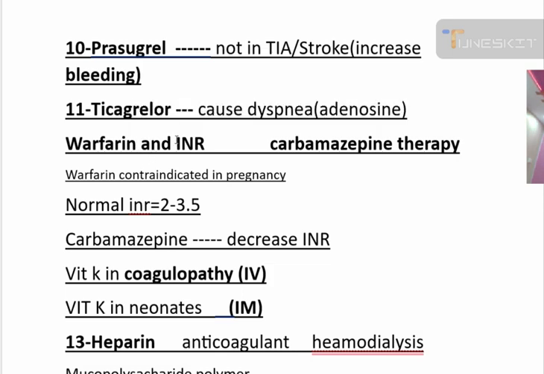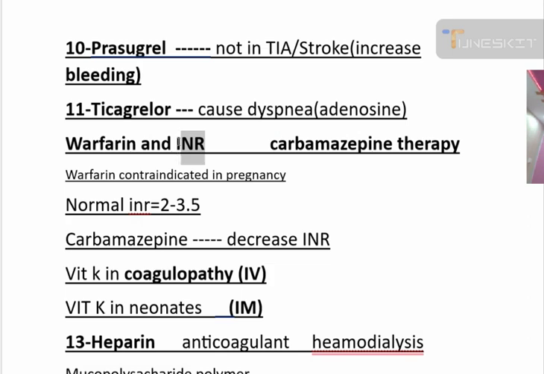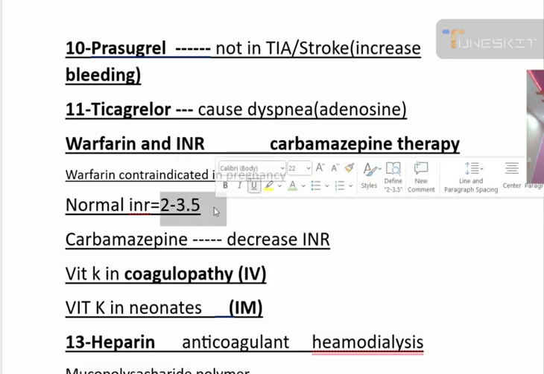There is a term INR, International Normalized Ratio. What is this? This is used to check, after taking warfarin, whether your blood is thinner than required or not. The normal range is 2 to 3.5. If the value is high, like 10, it means your blood is thinner than required. It should be 2 to 3.5. This is the normal range. If below 2, it is thick.